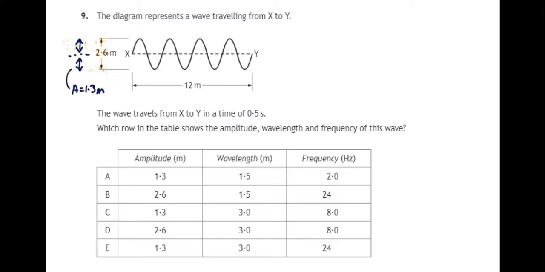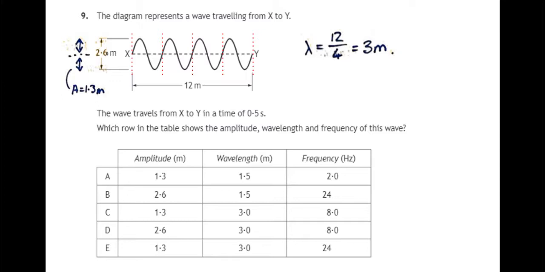The wavelength, well, we can see the length there is measured as 12 meters. How many waves does that make up? Well, the wave starts here. 1 wave takes us to there. 2 waves, 3 waves, 4 waves. So 4 waves in 12 meters. The wavelength is 12 divided by 4, which is 3 meters.